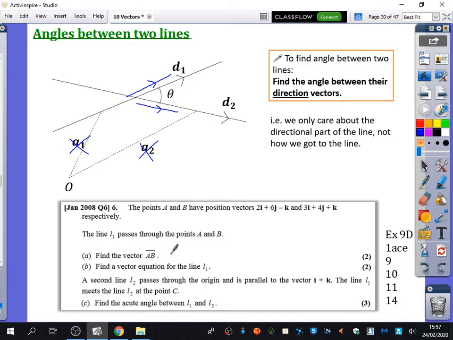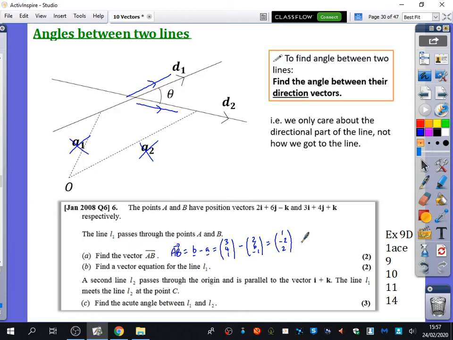Find the vector AB. Well, we know that the vector AB is B minus A. And B is this one, which is 3, 4, 1. And A is 2, 6, minus 1. So we get 1, minus 2, 2. Just with the subtractions there, being careful of negatives and things like that.